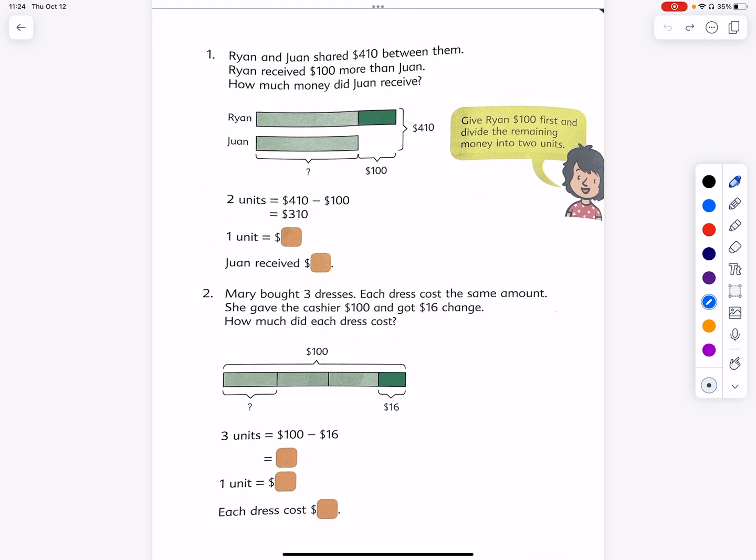So what do we have? Let's read. Number 1, Ryan and Juan shared $410 between them. Ryan received $100 more than Juan. How much money did Juan receive?